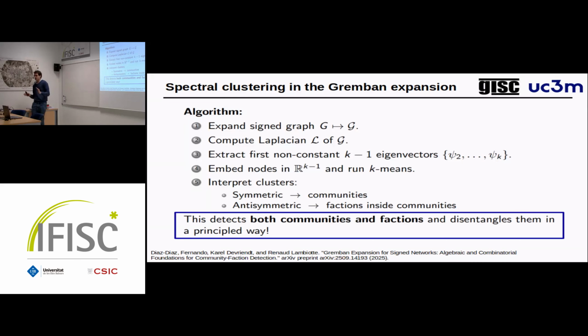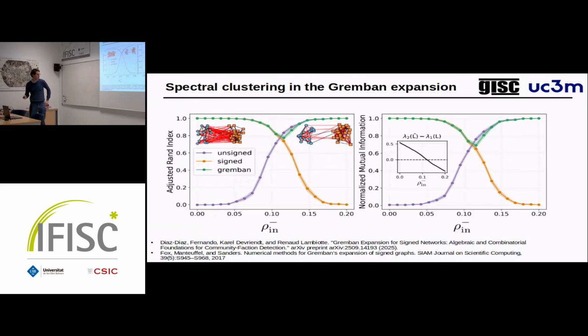Before, typically, you had either an algorithm that detected communities or an algorithm that detected factions, but not both at the same time. And it is able to disentangle them if they are simultaneously present. To show you how this can recover both, we have these graphs in which we tested 3 possible community detection methods: with the unsigned Laplacian, with the signed Laplacian, and with the Greenbank Laplacian. And we created stochastic block models with a ground truth partition that was interpolated between pure factions and pure communities. And we evaluated the overlap between the ground truth and the partitions detected by the algorithms.